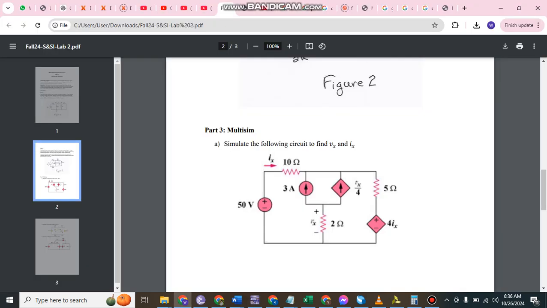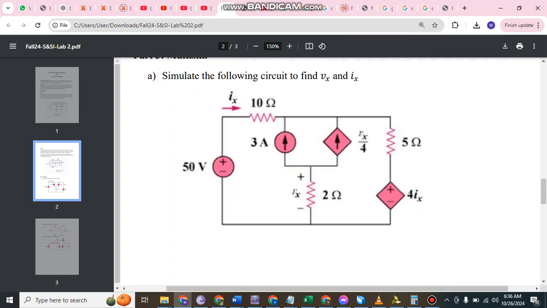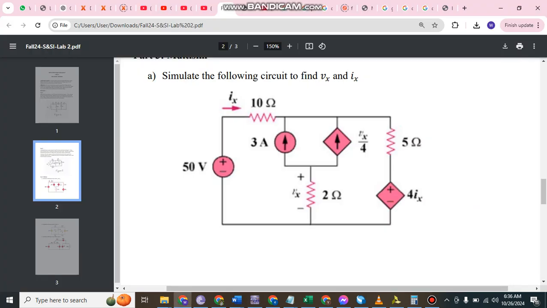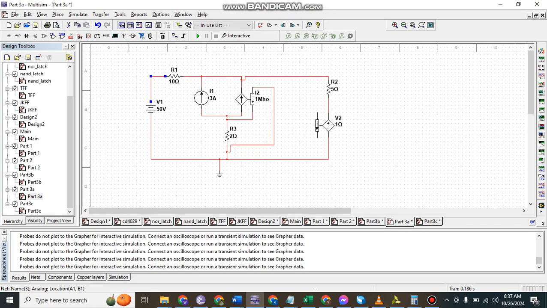Okay, now the question is, look at this Vx, we need to find this Vx and the Ix. Okay, so for the Vx we need the positive polarity here. So this one is positive, just connected here, and this is negative, connected right here. Okay, now we see that this is the Ix, so where the Ix has to be found after this DC voltage. So we can connect it right over here.